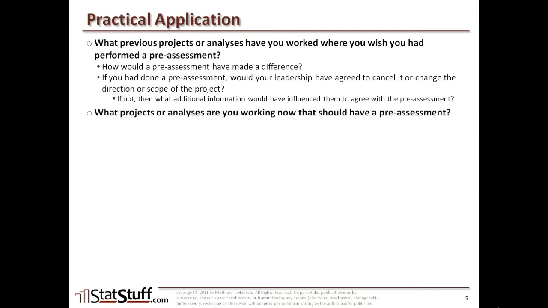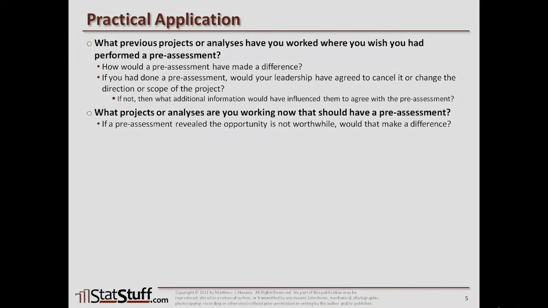Now, the next one I want to ask is not just about the projects in the past, but what about the projects you're working on now, or whatever analyses or initiatives you're working on right now? What are those that you have on your plate that maybe should have a pre-assessment done on them? And if you did a pre-assessment and it revealed that the opportunity isn't worthwhile, would it make a difference in how you executed the project from this point forward?